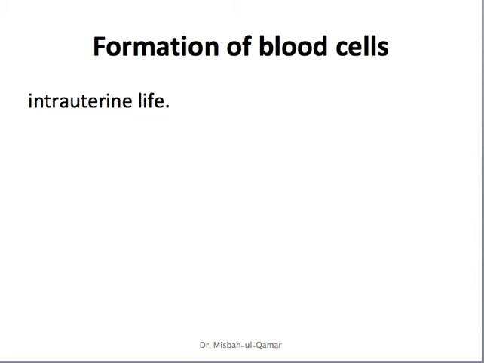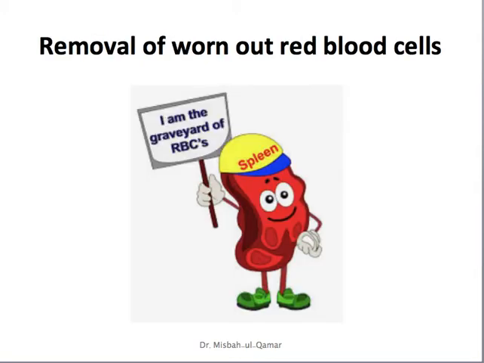Another function of liver is the formation of blood cells during intrauterine life. Although this function is lost at birth, liver retains the potentiality of forming red blood cells. Then there is removal of worn out red blood cells by reticuloendothelial cells in conjunction with the spleen and bone marrow.